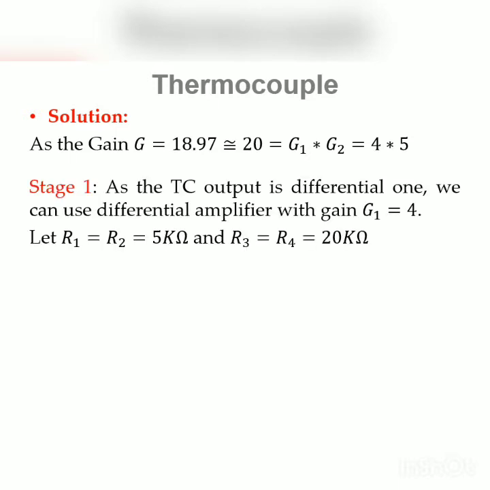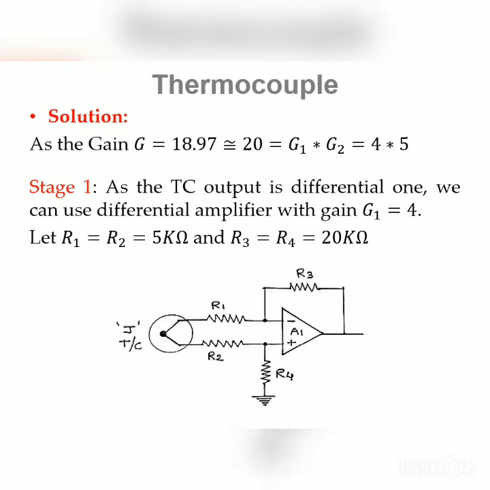Stage 1. We know that the thermocouple output is a differential one. So we can use the first stage as a differential amplifier with a gain of, say, 4. Let R1 equal R2 be selected as 5 kilo ohm resistors and R3 equal R4 as 20 kilo ohm resistors. So as per the diagram, we can have the design of the first stage so that the gain required by the first stage will be equal to 4.